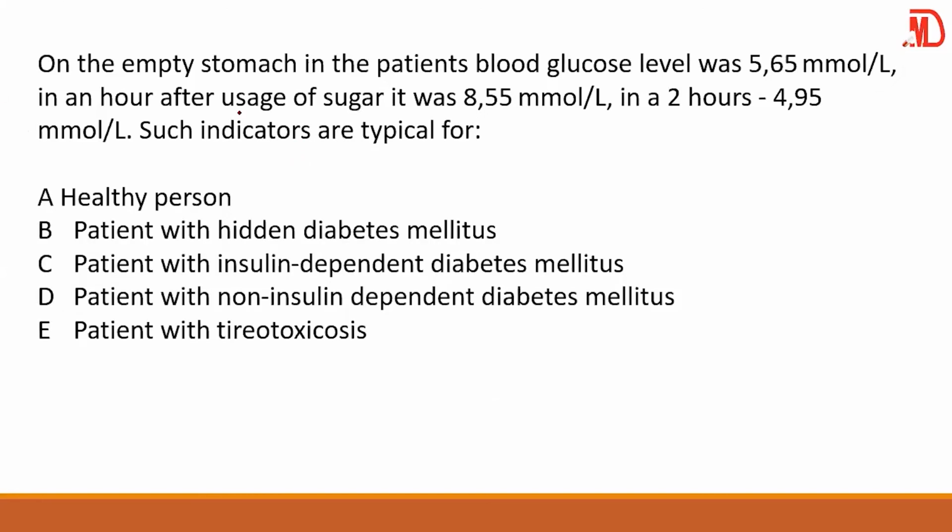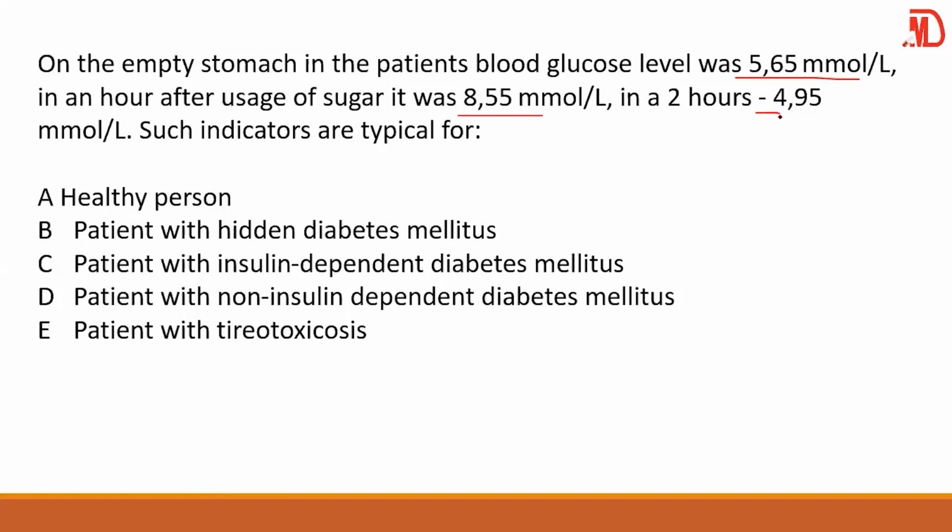We have, on an empty stomach, the patient's glucose level is 5.6. Then an hour later, after usage of the sugar, it was 8.55. Two hours later, it became 4.9. This is actually normal. Don't forget the normal range is from 3.5 to 5.5.